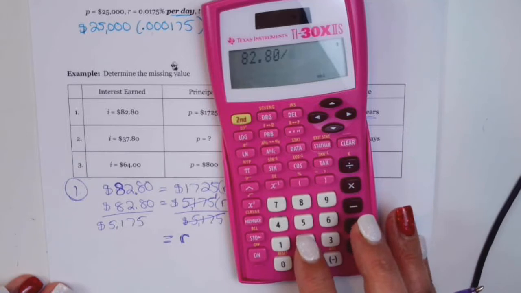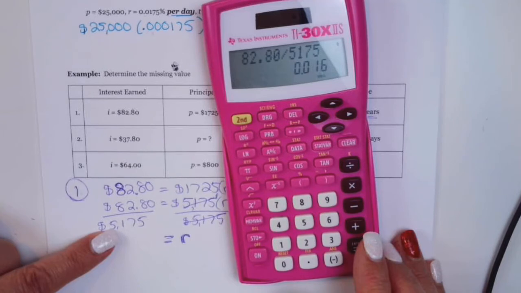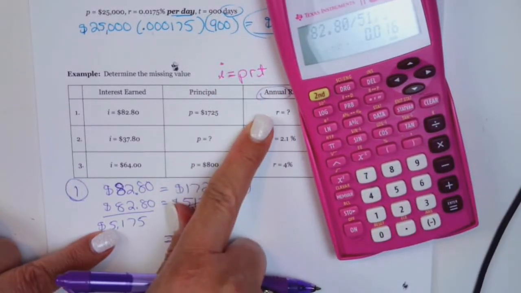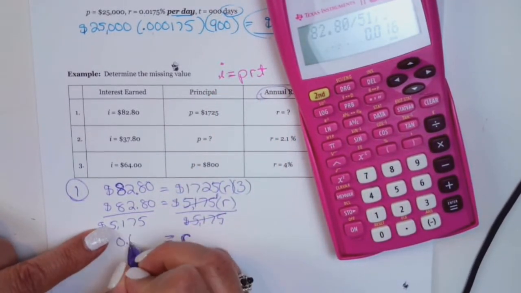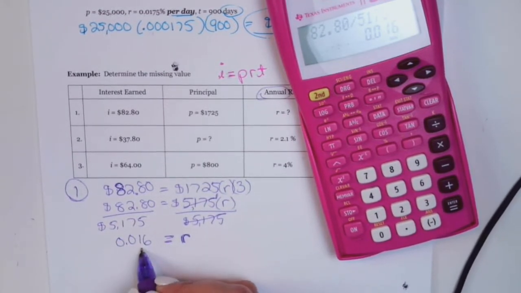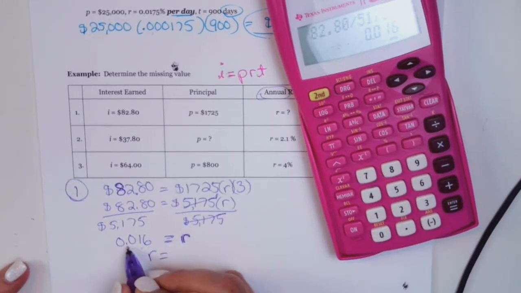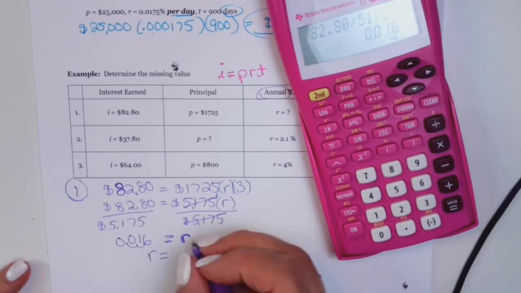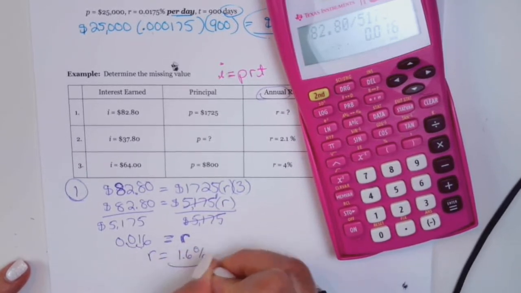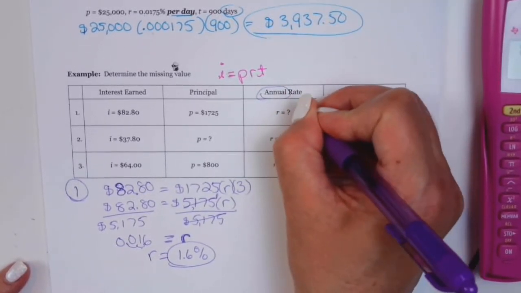Okay, so 82.80 divided by 5,175. And now when we're dividing by a larger number, we're going to get a decimal. And of course, we need to have a decimal because it's the rate. So our rate is 0.016. Now, we need to convert this into a percent. I'm going to flip these around and put R equals. When we're converting it, we're multiplying it by 100, so we're moving the decimal 2 to the right, so we get 1.6%. So our answer here is 1.6%.